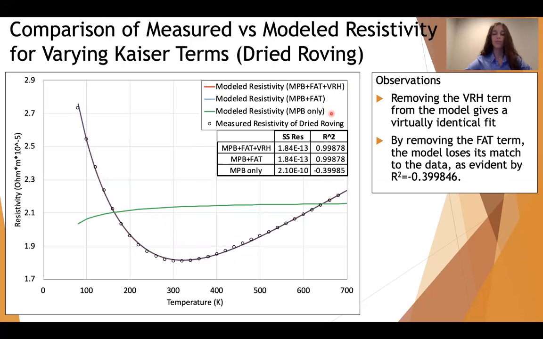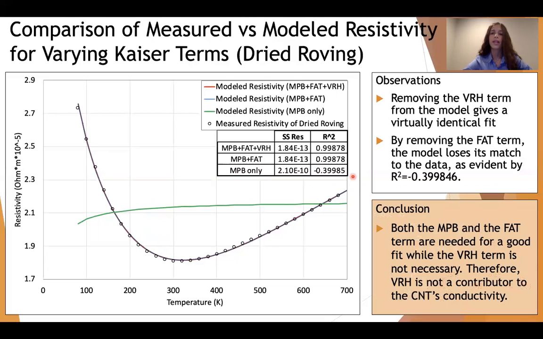However, after removing the fluctuation-assisted tunneling term, it can be seen by this green line that the model very quickly loses its match to the data. This is also evident by such a low R-squared value. The conclusion is then made that both the metallic phonon backscattering and the fluctuation-assisted tunneling components are important to create a good model for the conductivity of the CNT. However, variable range hopping does not seem to be a contributor.